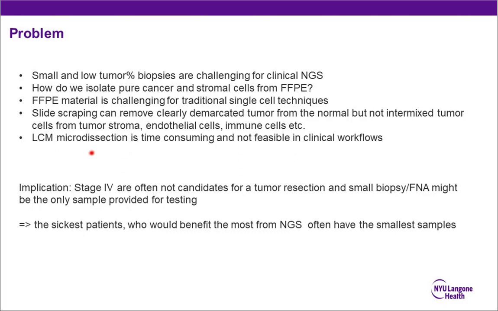So the implication in practical life is that patients with stage 4 cancers are often not candidates for tumor resection and get a small biopsy or an FNA, and that might be the only sample provided for testing. So the paradox is that the sickest patients, who would benefit the most from next-generation sequencing or other molecular testing, usually have the smallest samples. While if you have somebody with stage 1 lung adenocarcinoma and you get a total sample resected, that's often not indicated for advanced molecular testing.